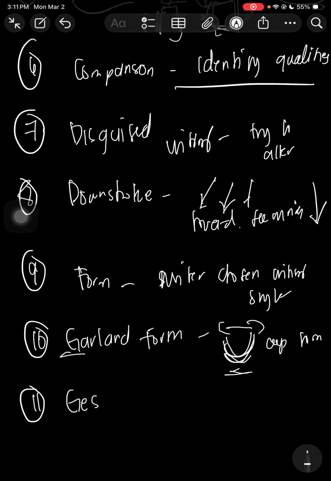Next is the gestalt. Gestalt. Gestalt is a German word that means complete or a whole. Complete or a whole. A good gestalt needs nothing added or taken away to make it look right. So also a school of handwriting analysis that looks at handwriting as a whole picture.